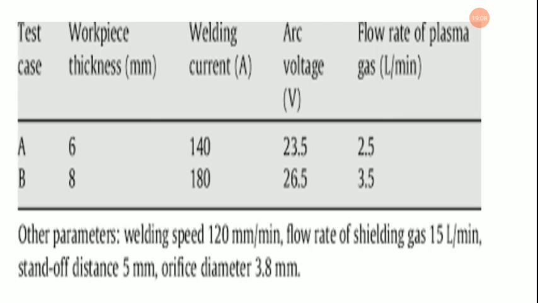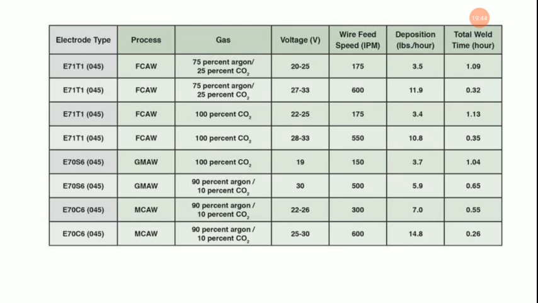Now considering test case A, work thickness is 6 millimeter, welding current is 140 ampere, arc voltage is 23.5, flow rate of plasma is 22.5 liter per minute. And for test case B, we have work thickness as 8 millimeter, welding current as 180 ampere, arc voltage as 26.5, and flow rate of plasma gas is 3.5 liter per minute. Other parameters are welding speed as 120 millimeter per minute, flow rate of shielding gas is 15 liter per minute, standoff distance is 5 millimeter, orifice diameter is 3.8 millimeter.